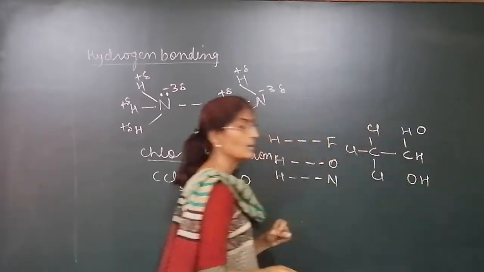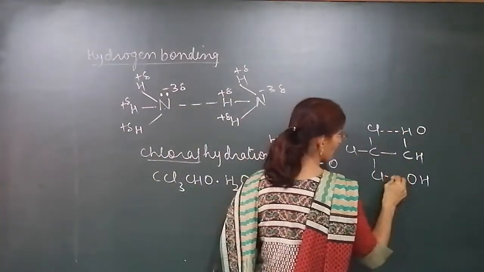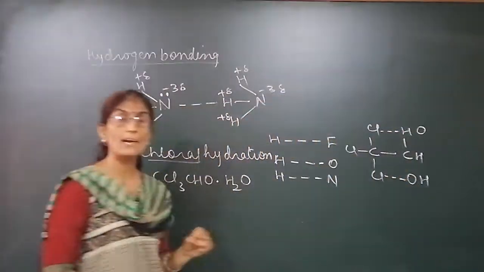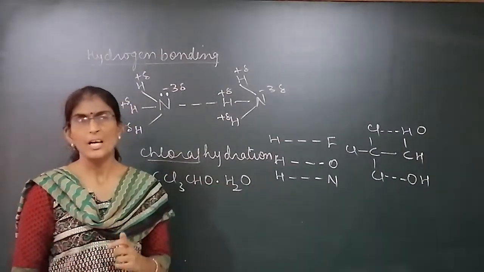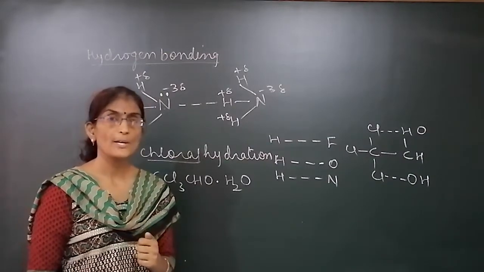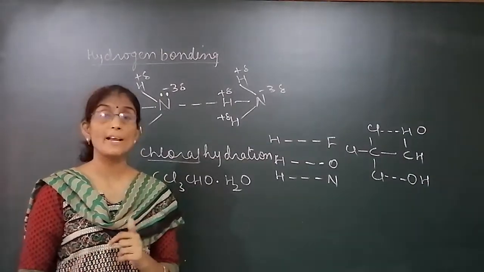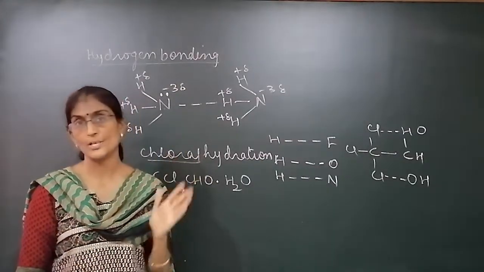This way, now there is intermolecular hydrogen bond between them. So in chloral hydrate you will have intermolecular hydrogen bond between chlorine and hydrogen. Otherwise, in general, chlorine cannot form intermolecular hydrogen bonding. Highly electronegative elements form it, that is fluorine, oxygen and nitrogen.